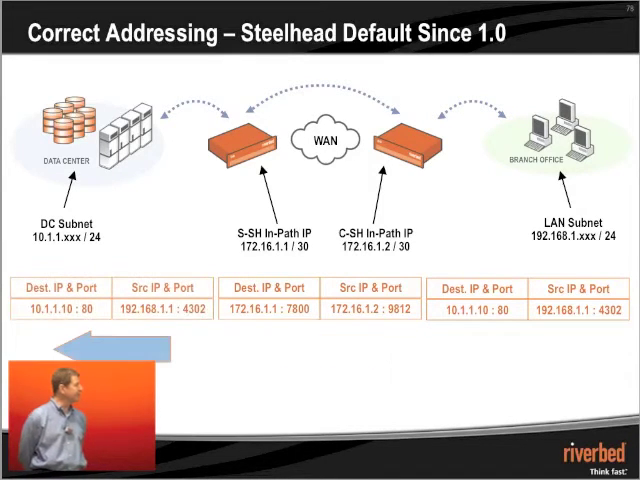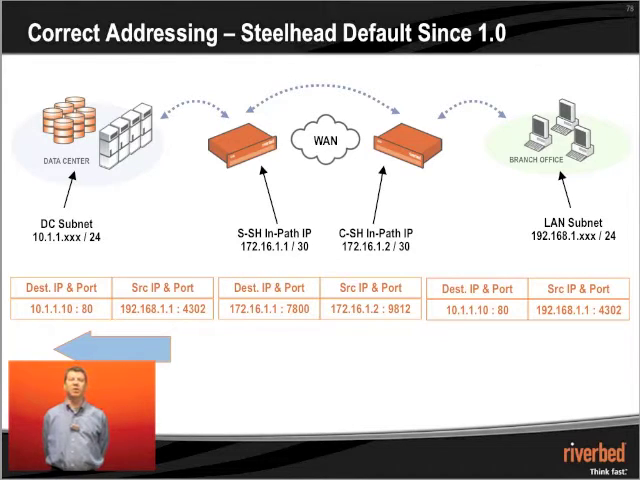So, traffic traveling from the client to the server has a source and destination IP addresses. The outer channel headers look exactly the same on both sides. However, on the inner channel, the traffic uses the source and destination IP address of the in-path interface, and everything runs over port 7800.